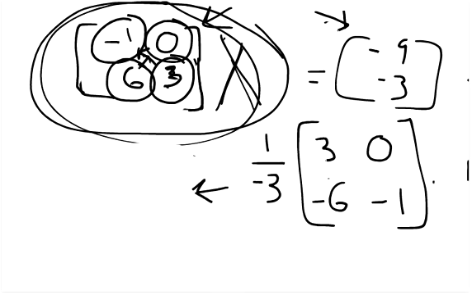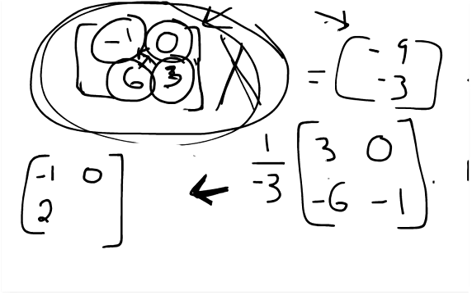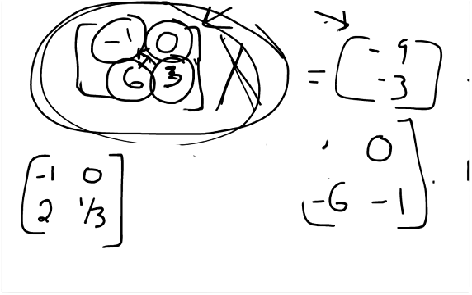So I'm going to write the answer here. I'm going to have arrows everywhere so you guys know where I'm going, so you can follow me. So -1/3 times 3 is -1. 0 times -1/3 is simply 0. -1/3 times -6 is 2. -1/3 times -1 is 1/3. Now I'm going to erase this to give myself more space.